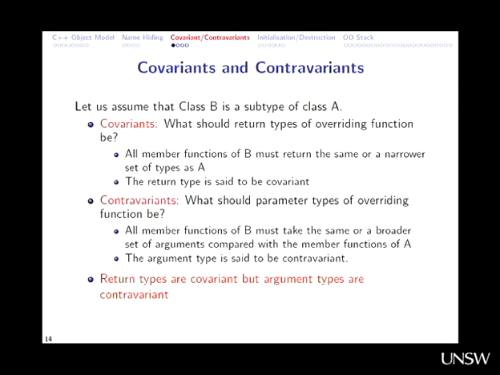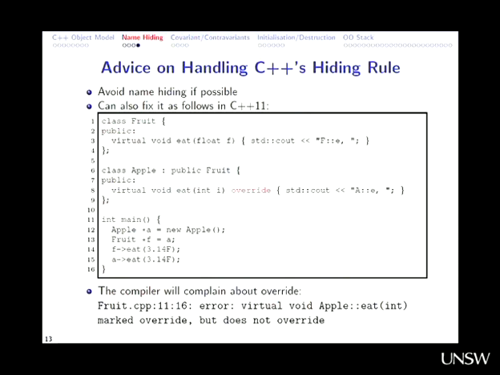Okay, so I'm going to stop at this point. On Thursday, we're going to look briefly at covariance and contravariance. I've taken a lot of those slides out because they're more theoretical stuff that isn't in the exam. We're going to look further at initialization and destruction. Then we're going to look at an object-oriented stack interface. So I'll see you on Thursday.